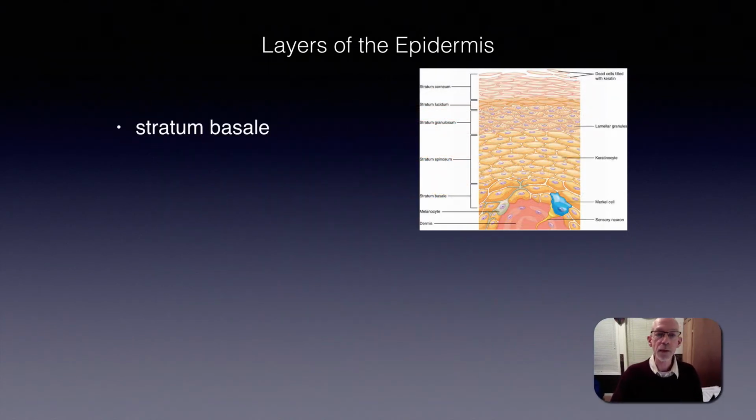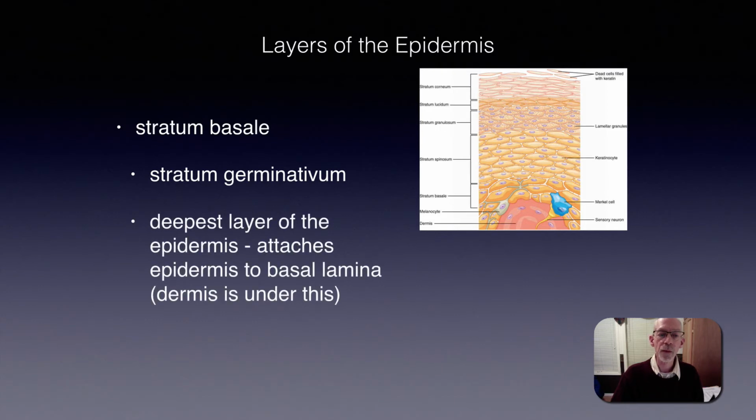The stratum basale is the layer at the bottom, as the name indicates, but it's also called the stratum germinativum. Sounds a little bit like the word germinate, you know, what seeds do. This is the deepest layer of the skin, as again the name implies, and it also helps the epidermis attach to a layer called the basal lamina.